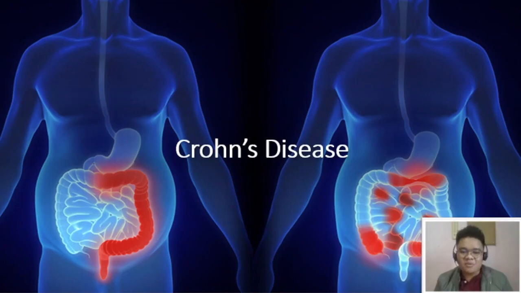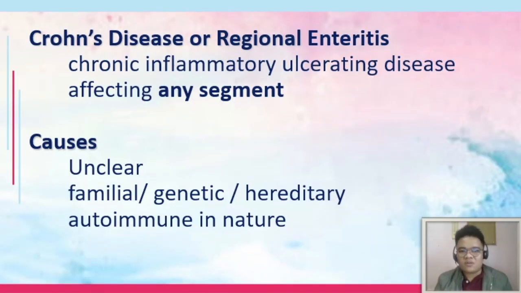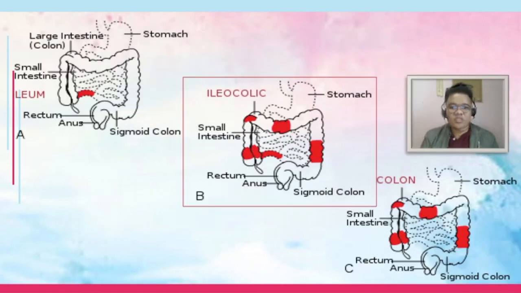In the succeeding slides, we will be discussing Crohn's disease. Take note that another name of Crohn's disease is regional enteritis. This is a chronic inflammatory ulcerating disease that affects any segment. If you can recall, I emphasize the word regional because it can possibly affect any segment of your small intestines. In fact, it can also affect your large intestines. So it's regional, it's patches. Causes: idiopathic, there's a familial, genetic, hereditary factor, and it is also considered to be autoimmune in nature, just like ulcerative colitis.